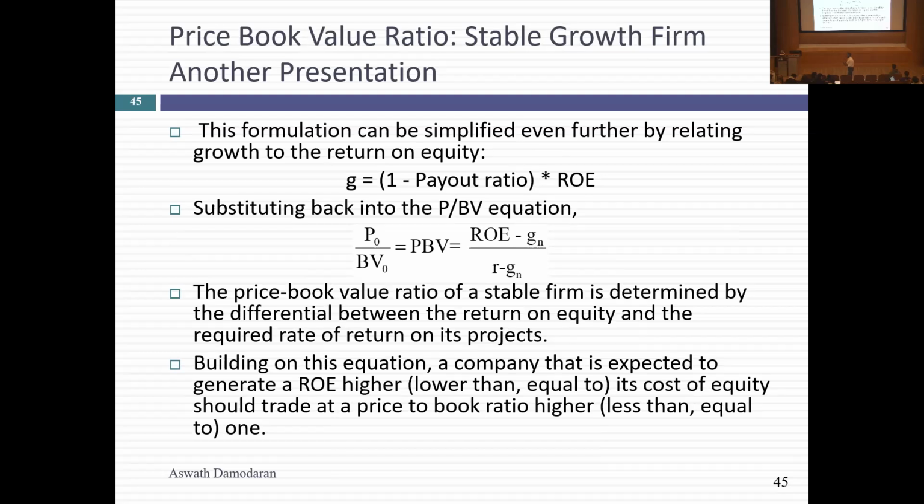If I plug that back into the price to book ratio equation, something magical happens. The price to book ratio for a company can actually be written as the return on equity minus the growth rate in the numerator, and the cost of equity minus the growth rate in the denominator.